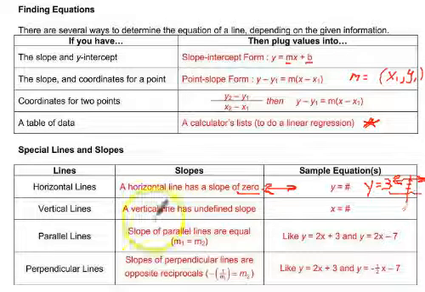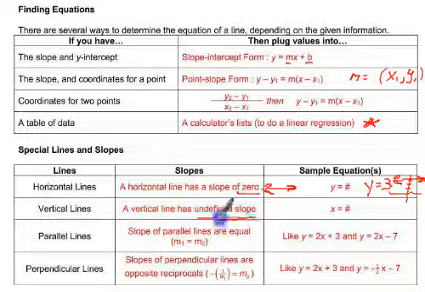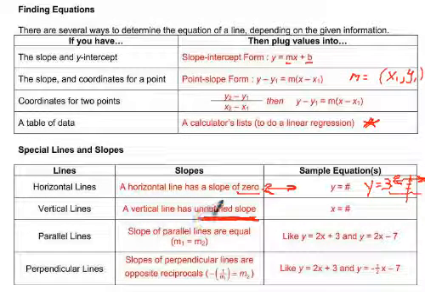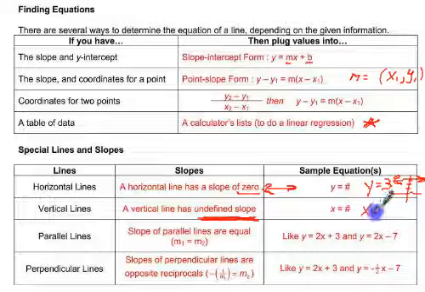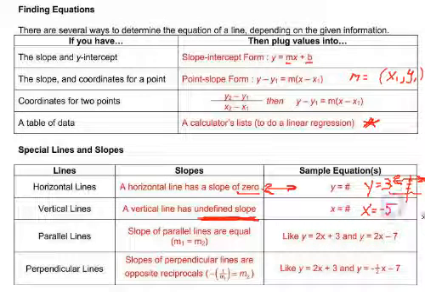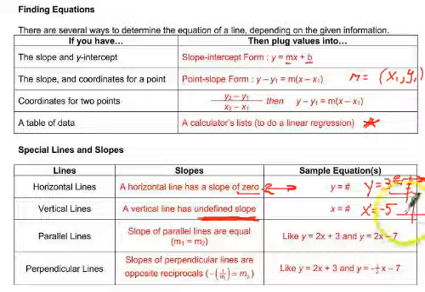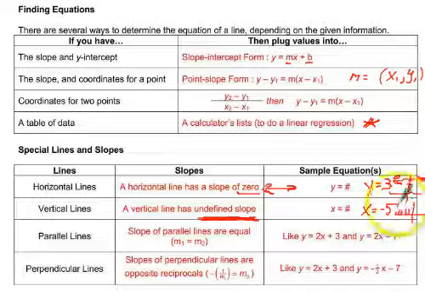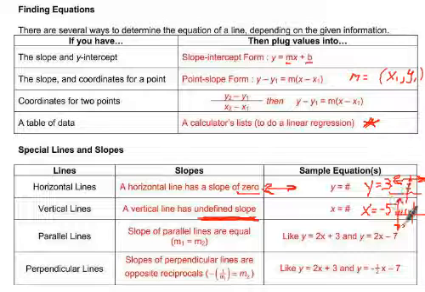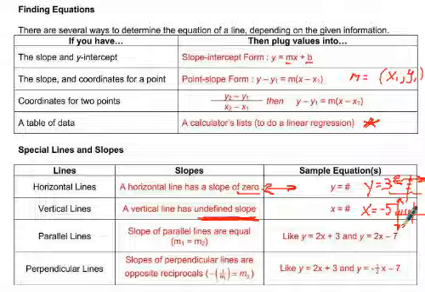Okay? A vertical line, remember, has undefined slope. And it's always going to be x equals a number. So let's say x equals -5 would look something like this. It would be left 5 because that's your x-axis. And then it would be vertical through there. Okay? So that would be the line x equals -5.